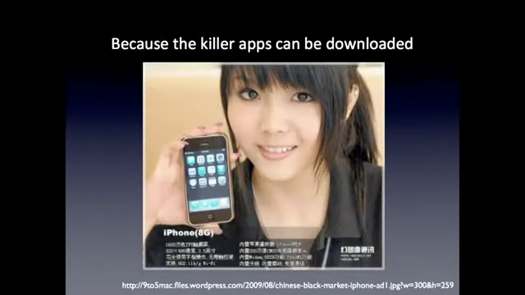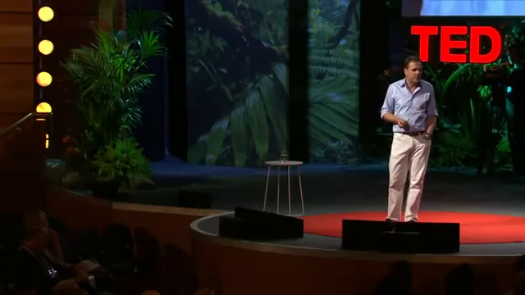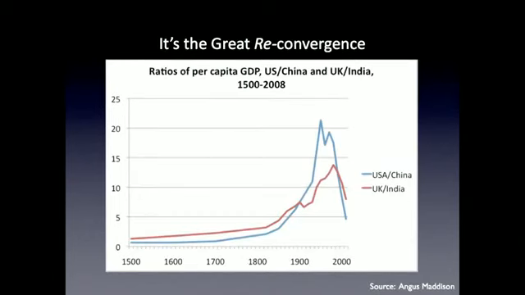Why? Because the killer apps can be downloaded. It's open source. Any society can adopt these institutions, and when they do, they achieve what the West achieved after 1500, only faster. This is the great reconvergence, and it's the biggest story of your lifetime, because it's on your watch that this is happening.